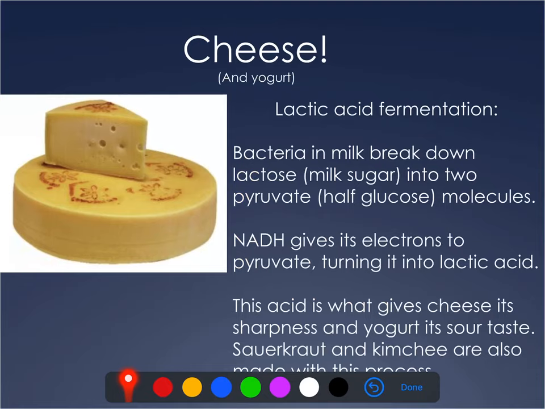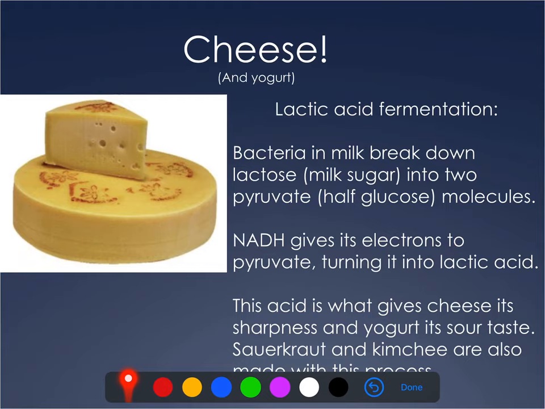Another place that you see fermentation is cheese and yogurt and certain pickles, kimchi, things like that. And this usually involves a different type of fermentation called lactic acid fermentation. In lactic acid fermentation, this is more commonly done by bacteria rather than yeast. You're going to break down lactose or another sugar into pyruvate, again, because that's what you do in glycolysis. And then you use the NADH to directly give its electrons to pyruvate. So instead of removing a carbon from the pyruvate first, you're directly giving it to pyruvate, and that's going to turn it into lactic acid. This lactic acid is going to be what gives cheese and yogurt their sharp taste. That's an acid taste.